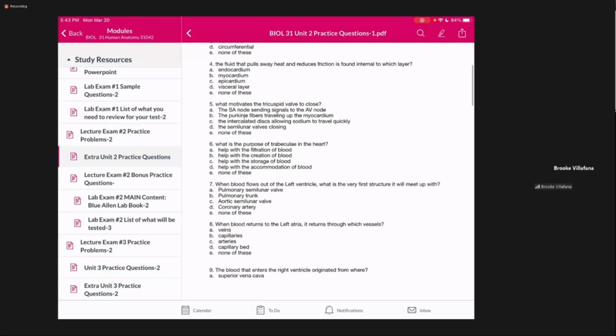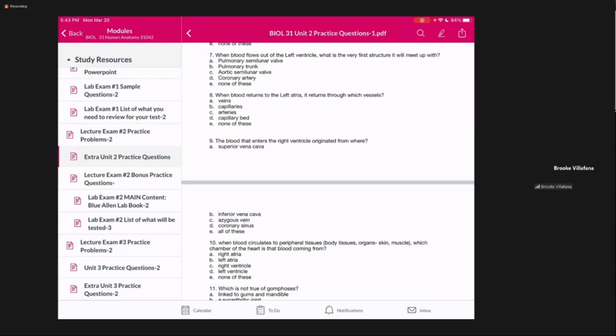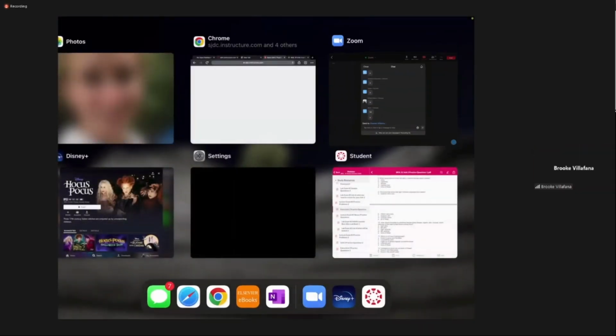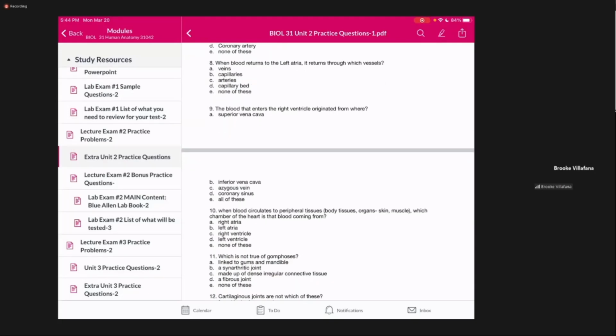So C, our first structure that flows out of that left ventricle would be our aortic semilunar valve, and then it gets into our ascending aorta. And then we know that our first branch off that ascending aorta is our coronary arteries, right? Good job, guys. All right, so question 8, when blood returns to the left atria, it returns through which vessels? Good. So we're all saying veins, right? Veins always bring blood back to the heart.